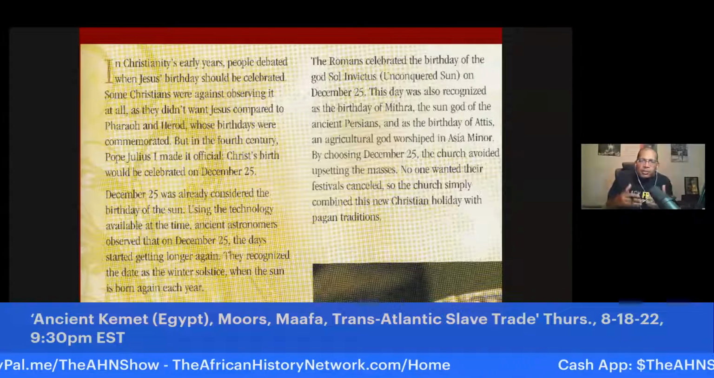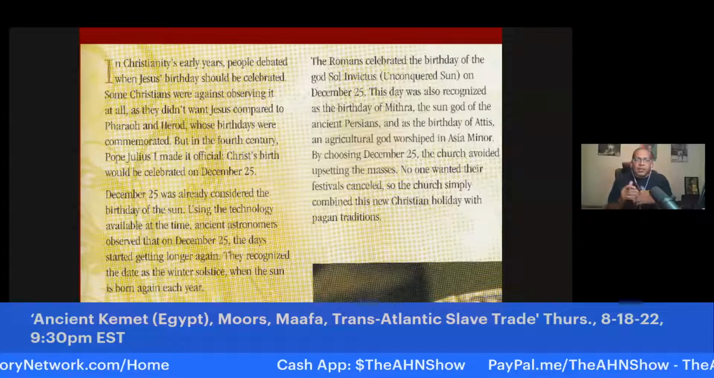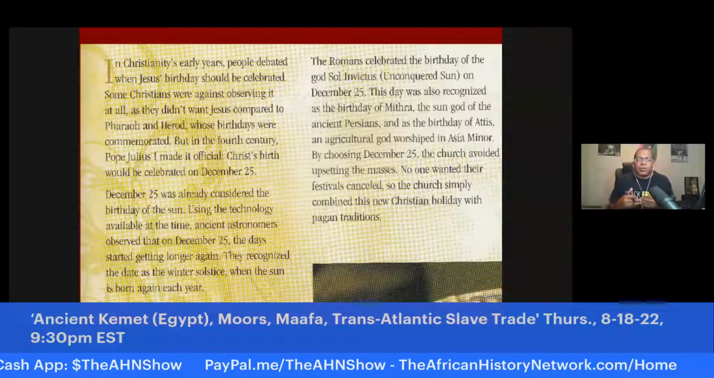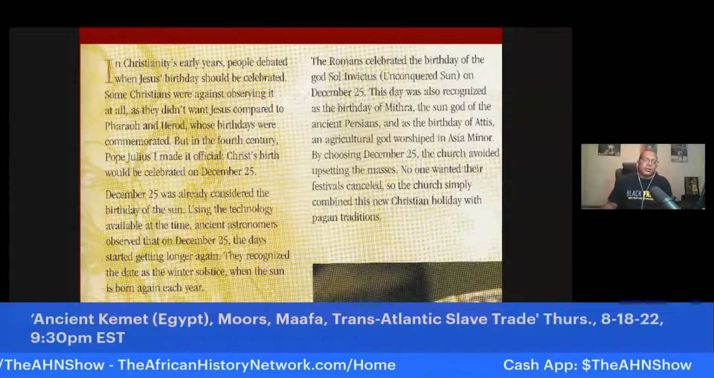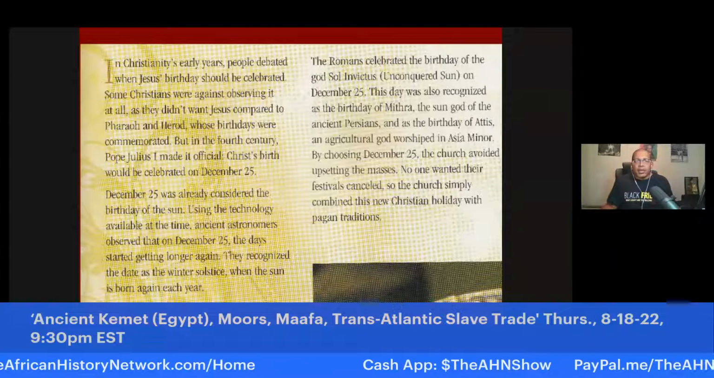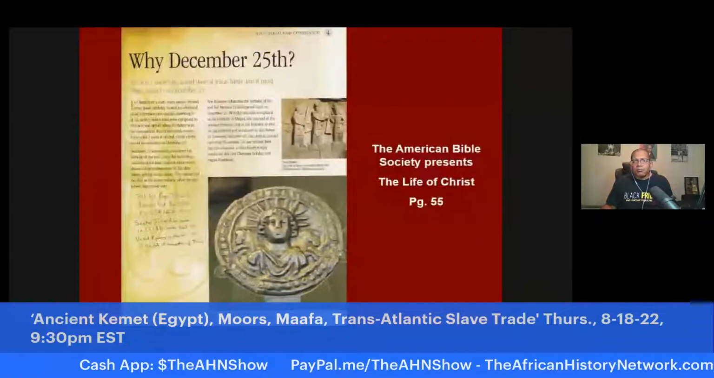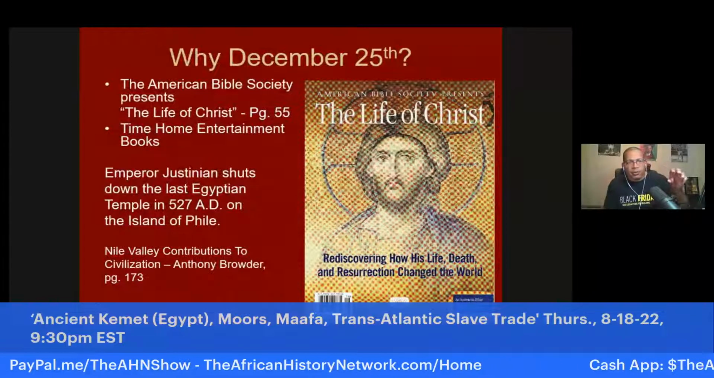So by choosing December 25th, the church avoided upsetting the masses. No one wanted their festivals canceled. So the church simply combined this new Christian holiday with pagan traditions. Okay. So this is from page 55 of The Life of Christ, put out by the American Bible Society.